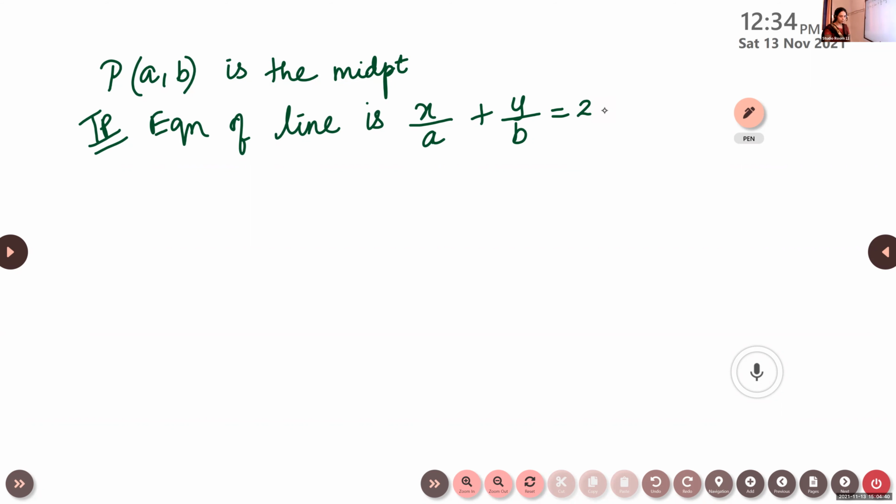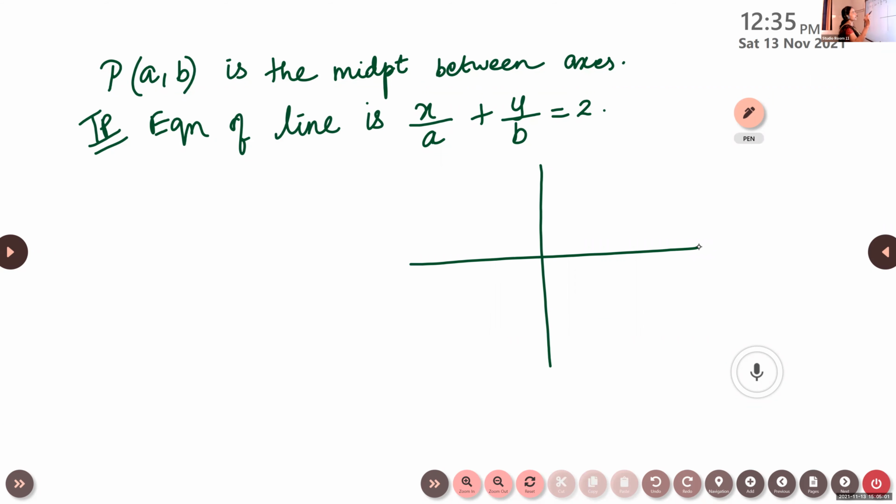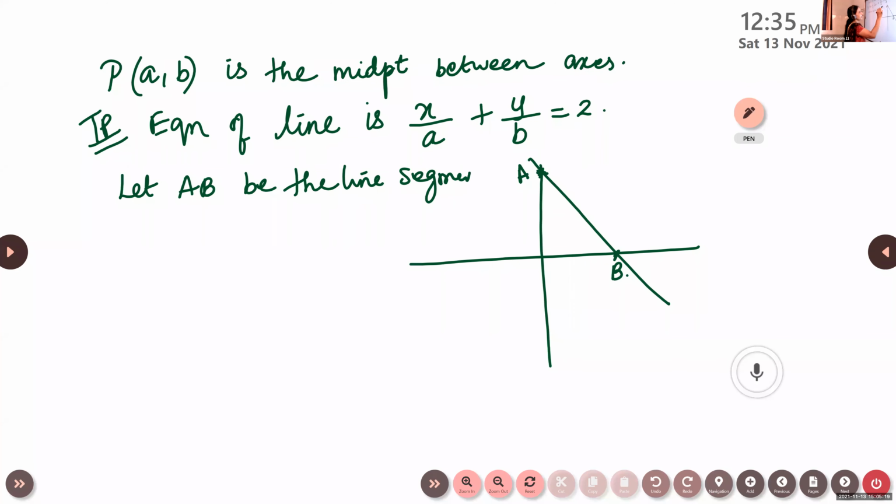P of (a, b) is the midpoint of the line segment between the axes. To find that, you have to prove the equation of the line is x by a plus y by b is equal to 2. Okay, now listen, children. Between the axes means let us take it in this form. Let AB be the line segment and P is the midpoint. It is given P is (a, b).